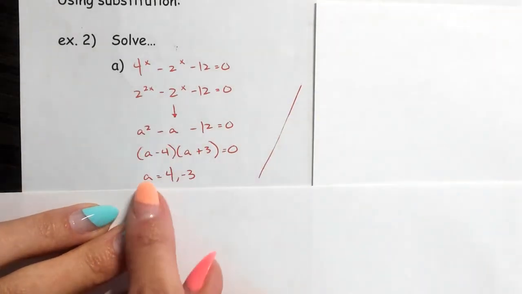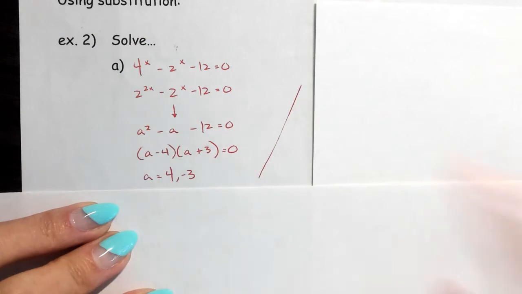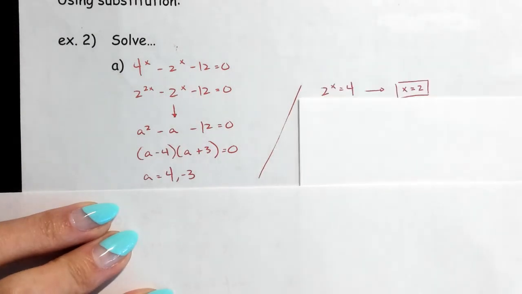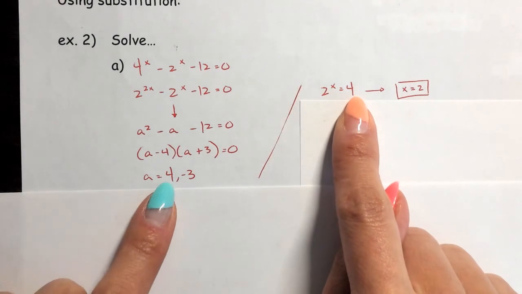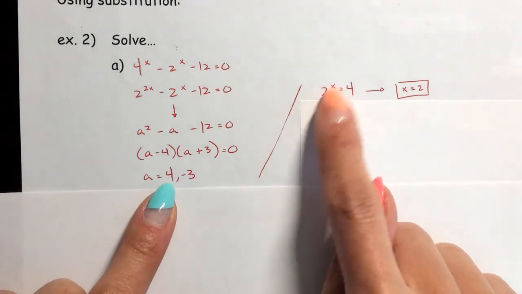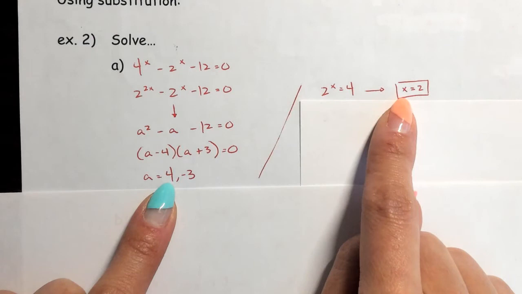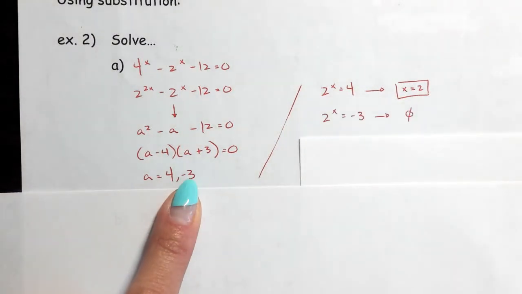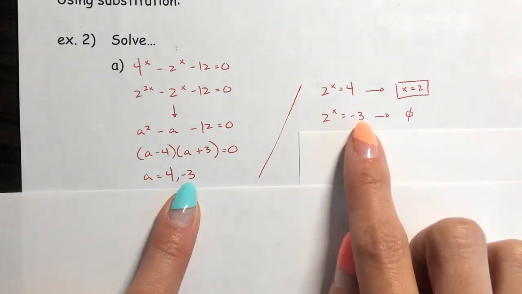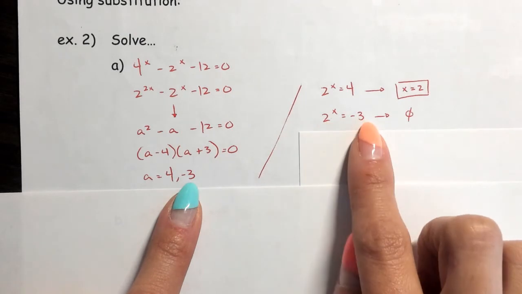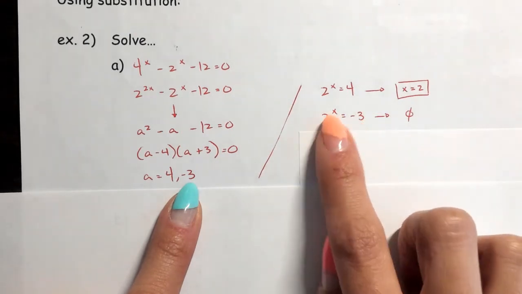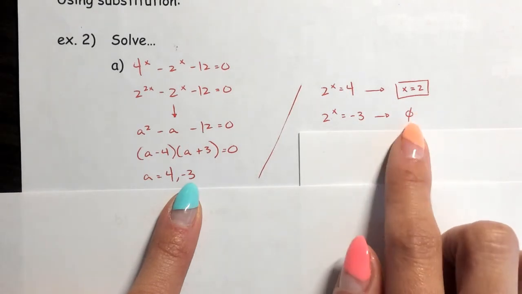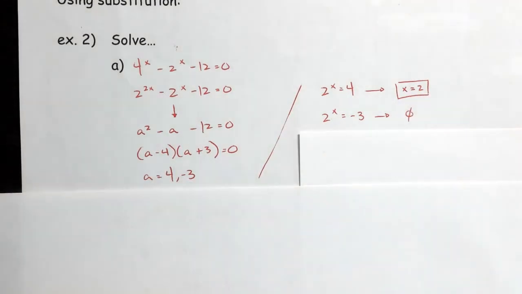So what is a? A is 2 to the x power. Okay, so 2 to the x power equals 4. That's this one. That would mean that x would have to equal 2. All right, how about this? 2 to the x power equals -3. Can that be done? What would x be? No, you can't do that. You can't make a 2 into a -3 using powers. So that doesn't give you an answer. The final answer is just x equals 2.